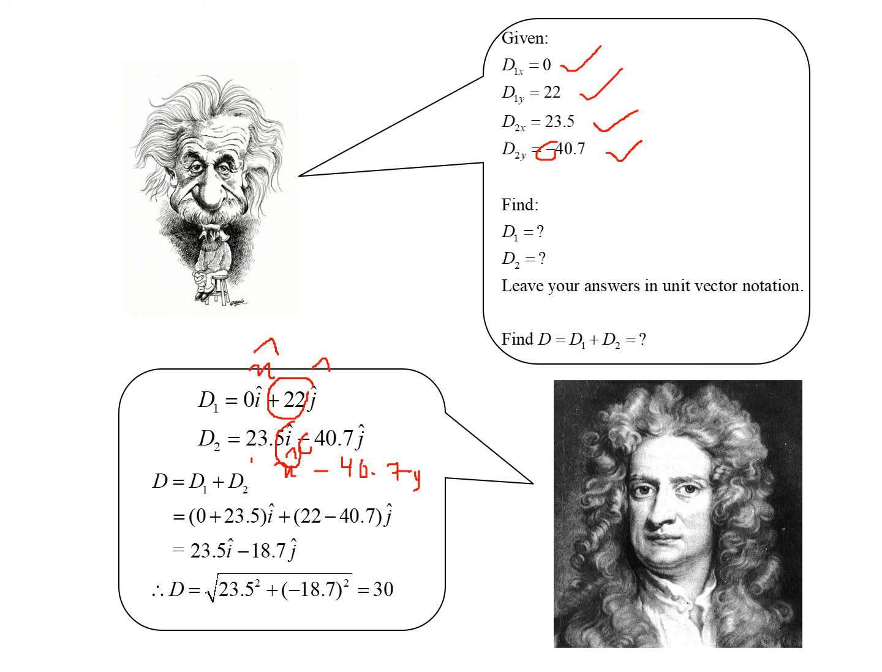And of course, if you want to add them, then you should put them together, x with x and y with y. Therefore, we can get 23.5i minus 18.7j. This situation is very good when we deal with something related to magnitude. So for this one, just square the value of 23.5, because the x component already exists, and negative 18.7, because the y component already exists. Therefore, the answer is 30.